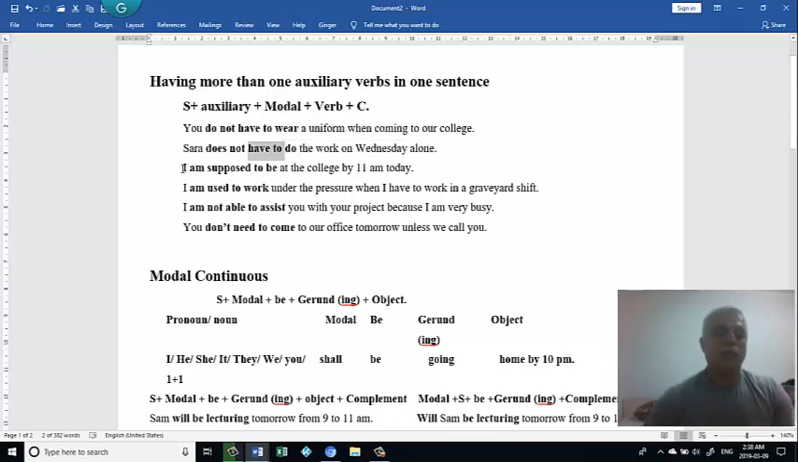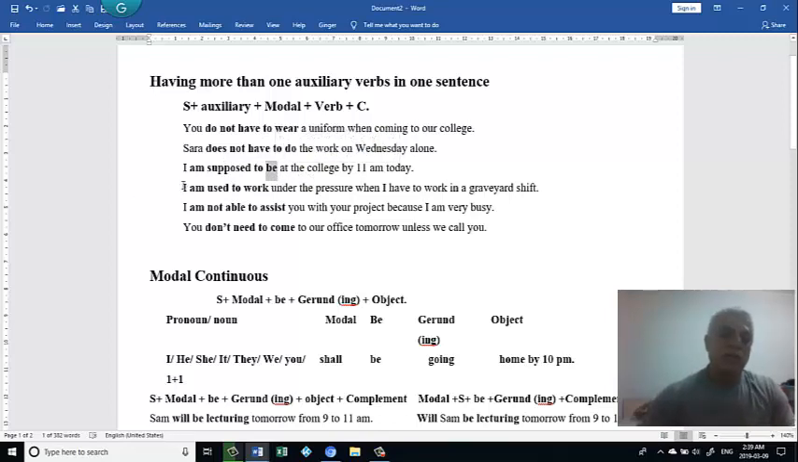If we look at the other sentence, I am supposed to be at the college by 11 a.m. today. In this sentence, I have a subject, then I have the verb to be, or sometimes we call it the be verb, which is the auxiliary verb. Then we have "supposed to" as a modal, or sometimes we say semi-modal. Then we have "be" as the root of the verb, then the complement of the sentence.